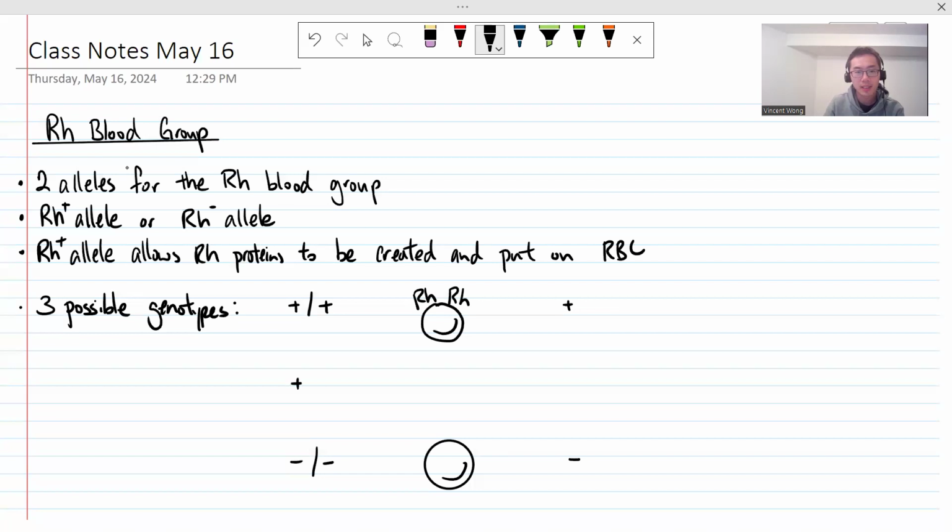What if the person is positive/negative? What if they have 1 copy of the positive allele and 1 copy of the negative allele? Do you think they will have RH on the surface? What do you think? Will there be RH on the RBC?